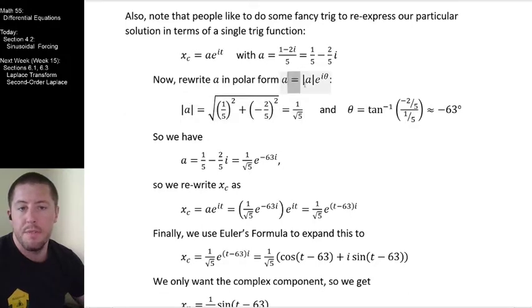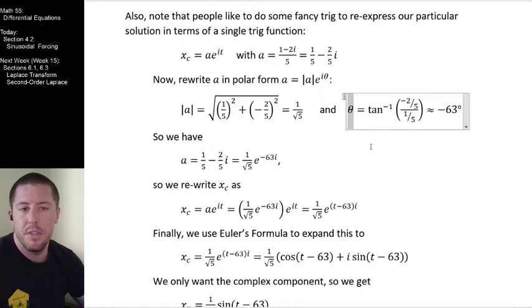So what I'm going to do is find the polar form of the complex number A. To find polar form, I need my radius and I need my angle. To find the distance that we are from the origin, we just take the square root of the sum of the squares, and you can do your little bit of arithmetic and you'll find that we get 1 over root 5 as the distance this point is from the origin.